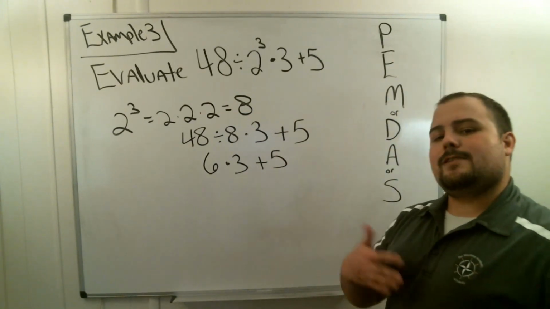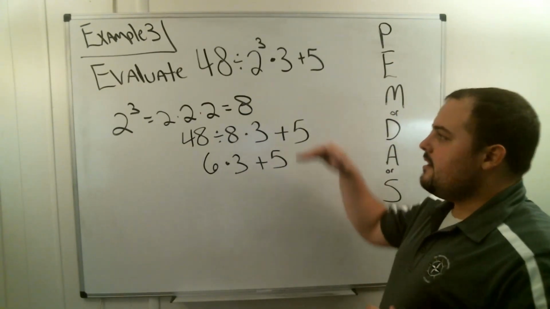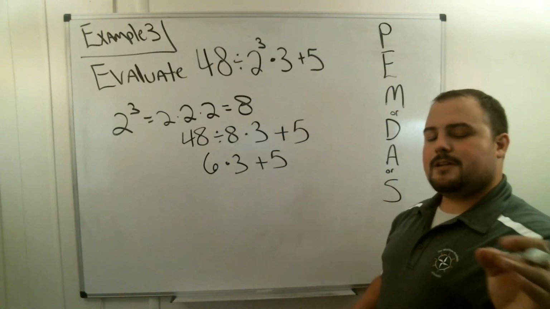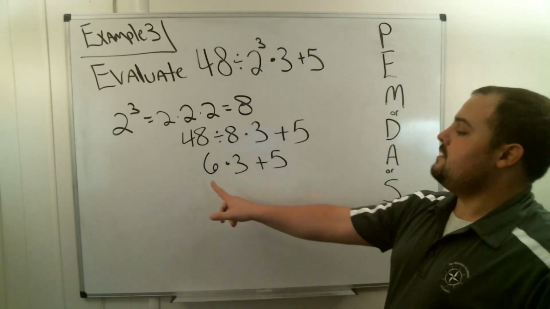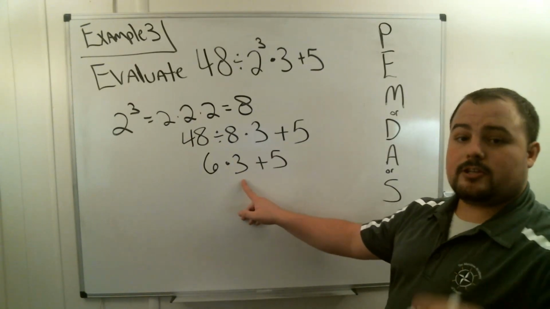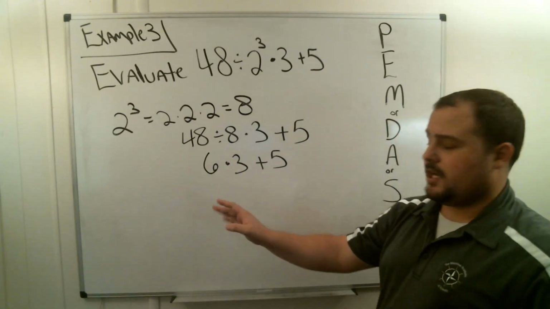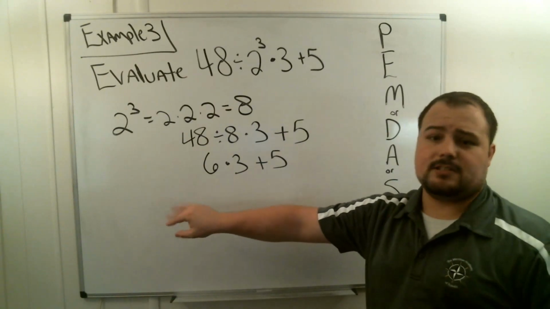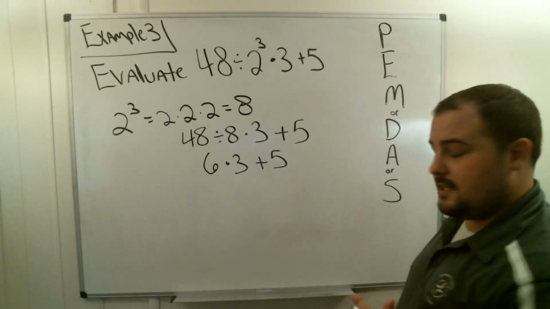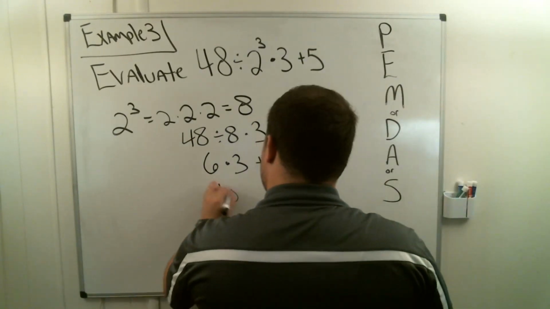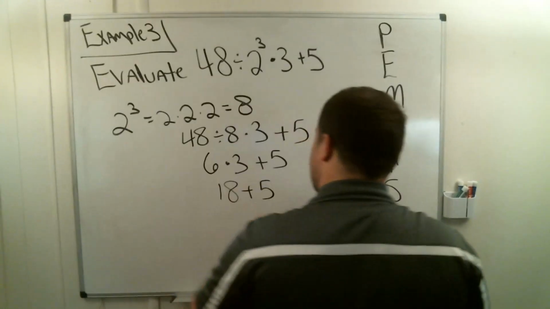So if you look, every time that I do one of these steps, I rewrite the problem. And the reason why I do that is so that way I don't mess up my PEMDAS. 6 times 3, because now there's no more division on the left side. There's no more multiplication, no parentheses, no exponents. So now I can do the multiplication. 6 times 3, that's 18. So I'm going to change this to 18 plus 5.